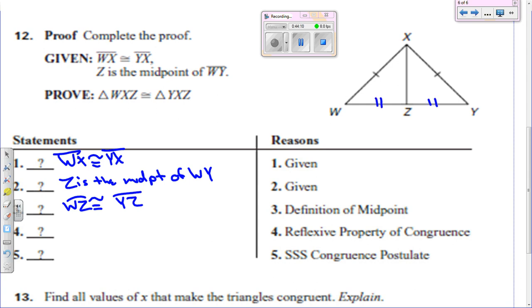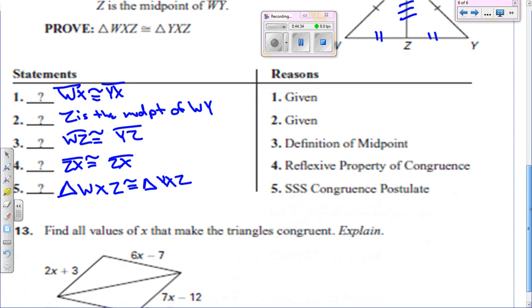So now those are congruent to each other. Then I already have two sides, and I have this shared side in the middle. So by reflexive property, ZX is congruent to ZX. Then triangle WXZ is congruent to triangle YXZ. By side.